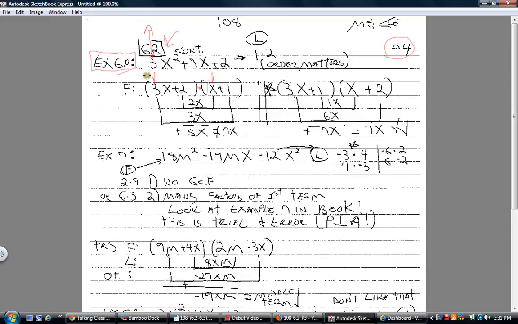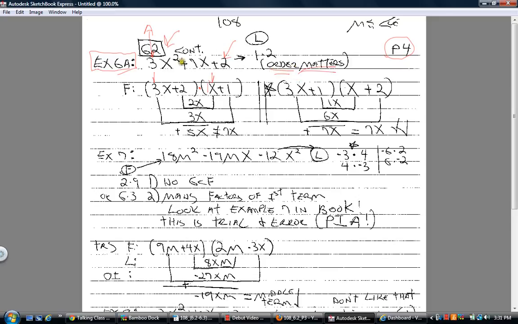Okay, so real quickly, I think I said just lock down the first terms with the 3x and an x. Don't go switching them around as you try different combinations. Lock them down and work on your third term or your last term, and this one's fairly easy. What times what is a positive 2? You only have two choices, a 2 and a 1 or a 1 and a 2, and the order matters now.